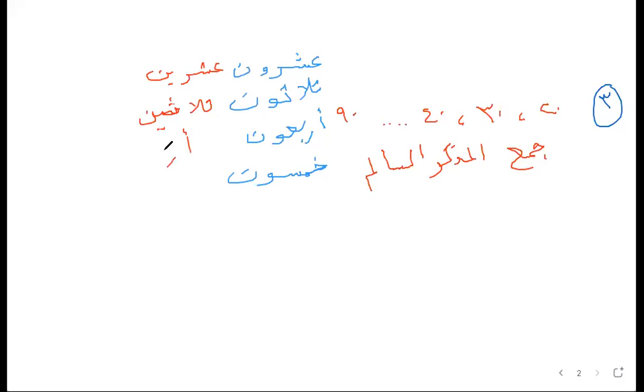أربعون would become what? أربعين. And so on and so forth until you get to تسعون and تسعين. That's what we had to revise with regards to these numbers.